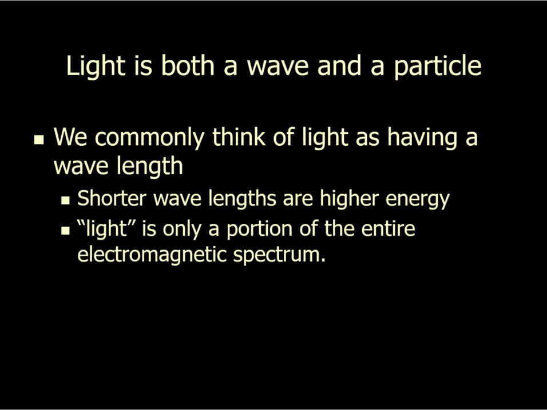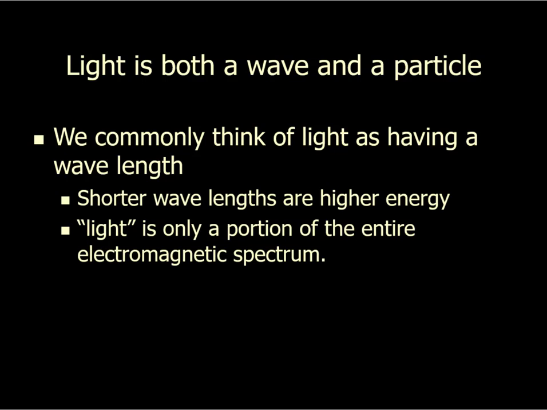So we're going to examine it in both ways because you have to in order to really understand it. But we're going to begin with light as a wave. This is the way Johannes Kepler understood it. This is the way Isaac Newton understood it. And it's really the first way that light was understood. So if it's a wave, it has a wavelength.